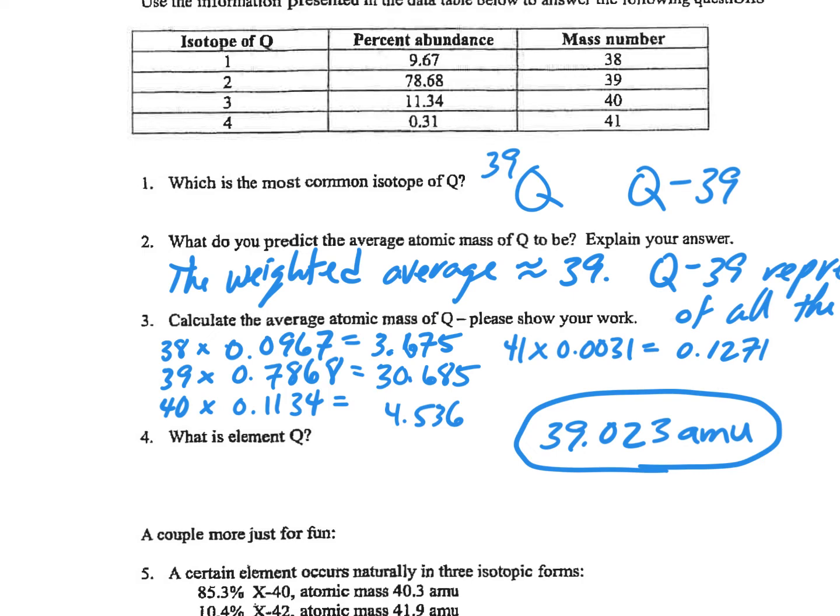Now, on the periodic table, the element that is closest to this number looks to me like potassium. On my periodic table, potassium is 39.098. It's not perfect, it's not dead on, but I would say this is potassium. It's the closest element with that atomic mass.